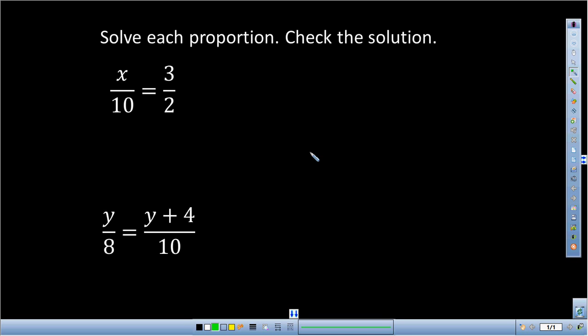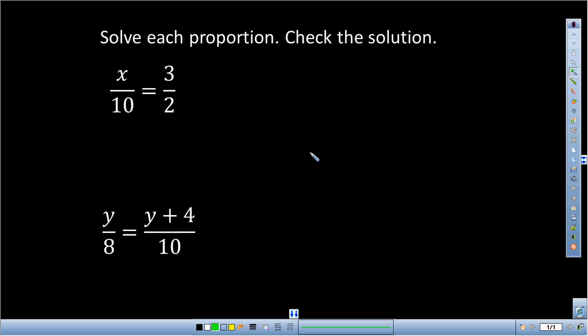The tutorial for this lesson deals with solving proportions. And we've got two proportions in this screen that we're going to take a look at. The instructions say to solve each proportion and then check the solution. Our first proportion is x divided by 10 is equal to 3 divided by 2.